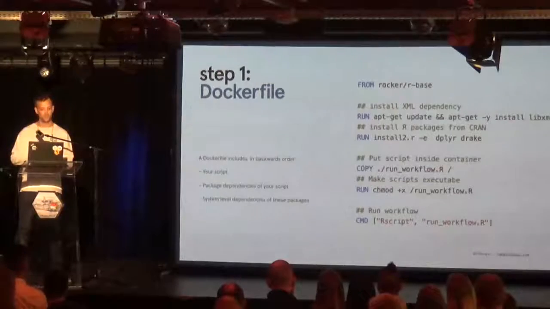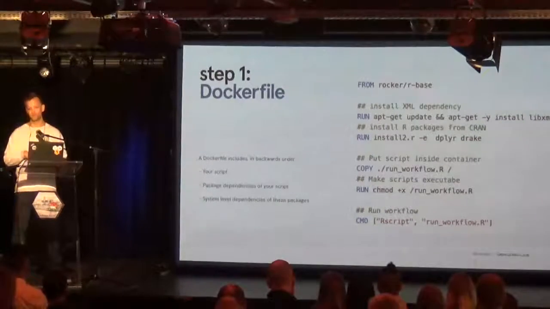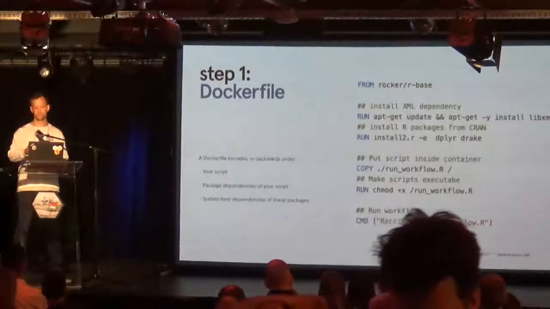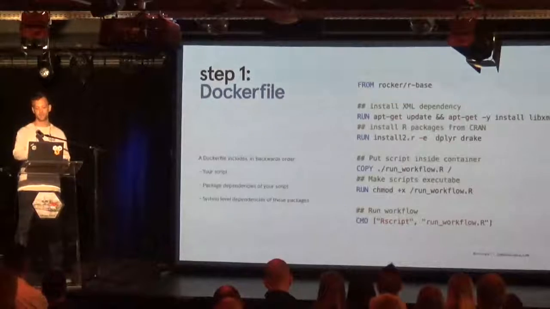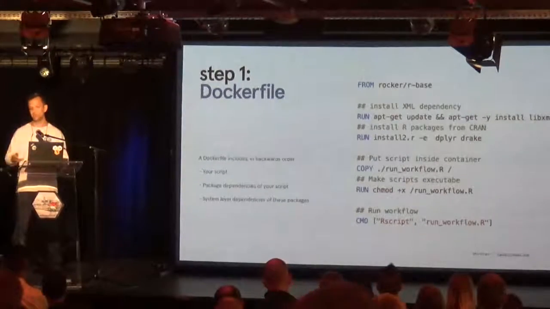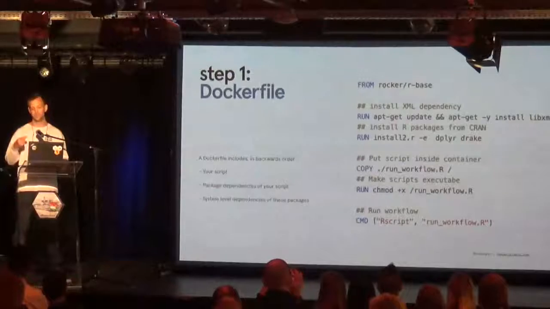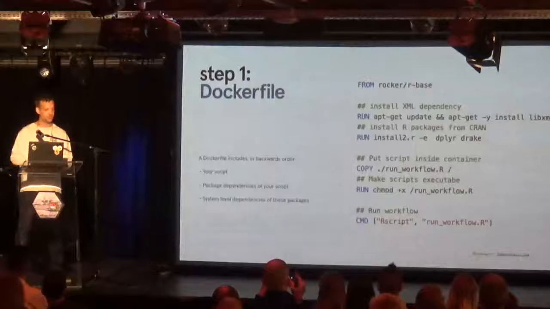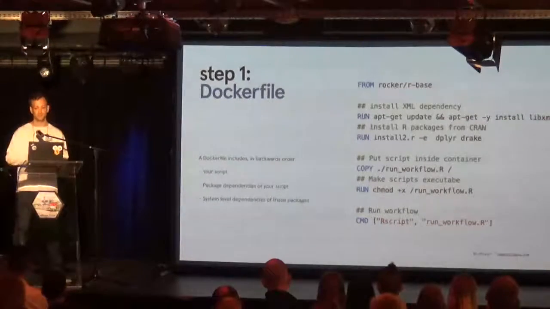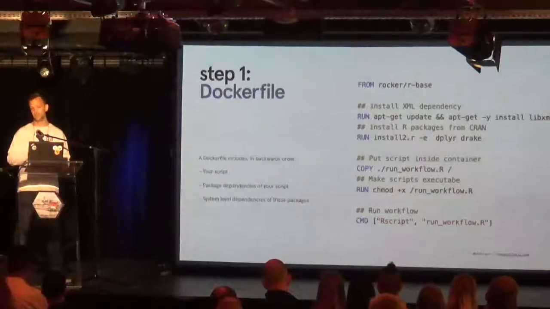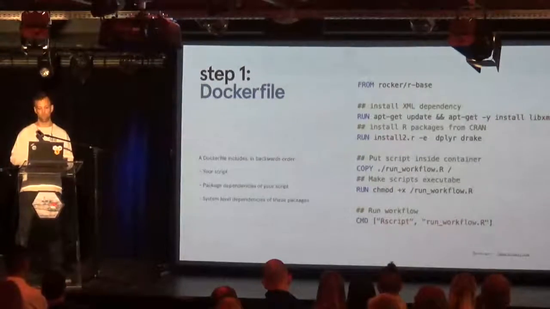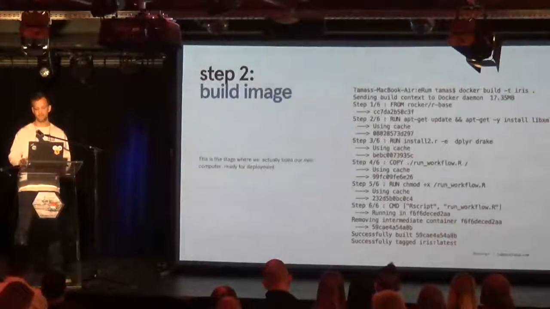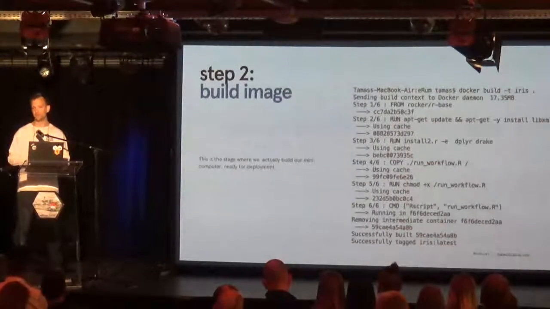So how do we create a container? One way is to write a Dockerfile. And working backwards, what you do is you put your script inside the container, which is here run workflow, which contains the Drake plan that I outlined before. And then you look at what are the dependencies of this code. So what are the R packages that we need? And what are the system level dependencies that these packages need to load? And that's it. And once you define your Dockerfile, you can just build your image by running docker build.